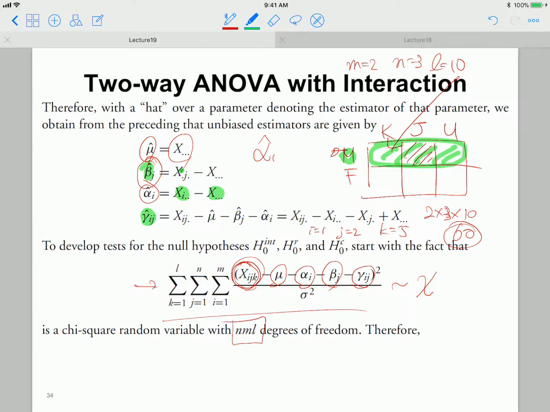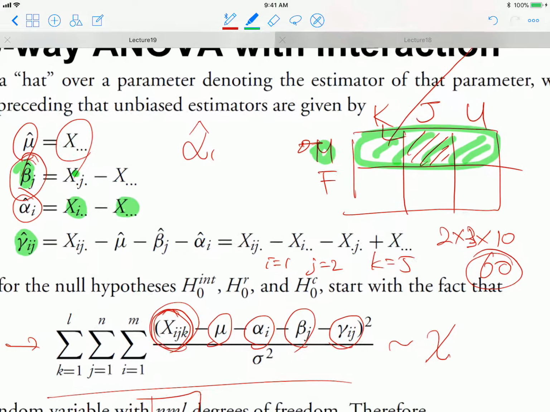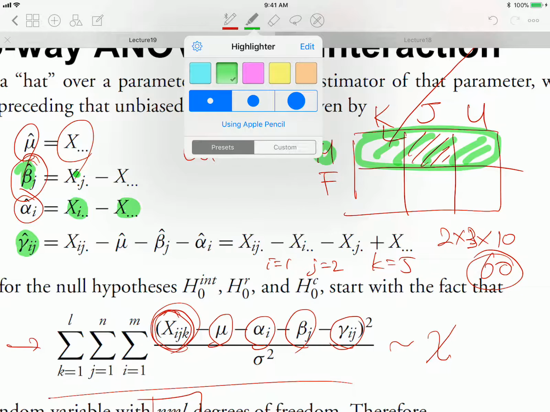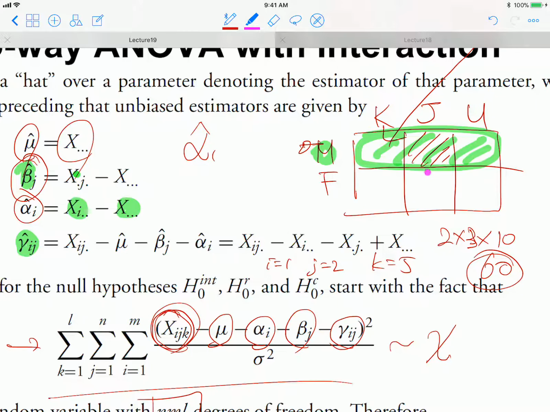What about this interaction term? In the case of an interaction term corresponding to this cell, we compute the sample mean of the corresponding cell. So 10 different observations, and we take the average of these 10 samples. That can be represented as x 2 comma 2 and dot.